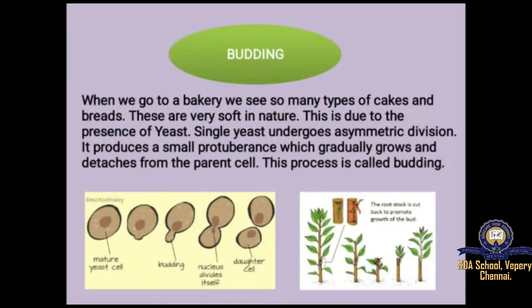Next is budding. When we go to a bakery, we see so many types of cakes and breads. How are they made? They are made by using yeast. So these are very soft in nature. This is due to the presence of yeast. A single yeast undergoes asymmetric division. It produces a small protuberance which gradually grows and detaches from the parent cell. This process is called budding, as you can see in this picture.